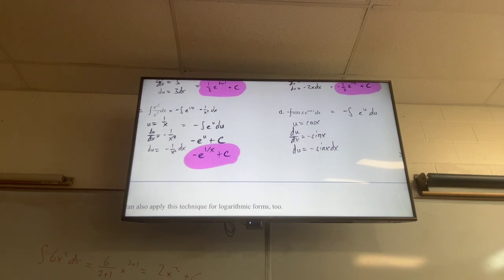So when you take the antiderivative, you don't do anything to the cosine x. I end up copying it over when I sub in for u. So that's negative e to the u plus c, negative e to the cosine x plus c.